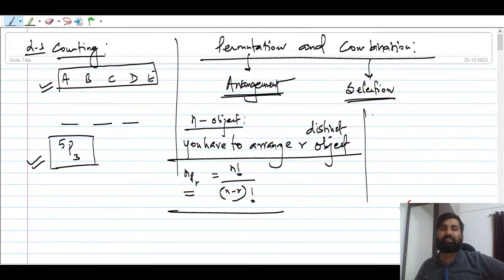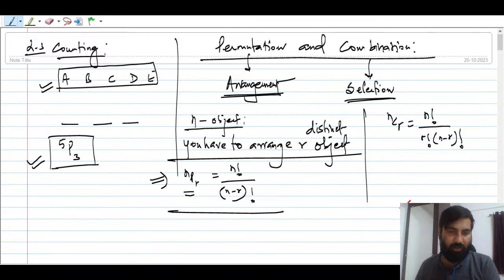What is combination? Combination is nothing but NCR. NCR is nothing but n factorial upon r factorial times (n minus r) factorial. Basically I'm not going to use the NPR formula. The approach you have to always keep in mind is that in order to calculate NPR, we will first select using NCR and then we will arrange them.